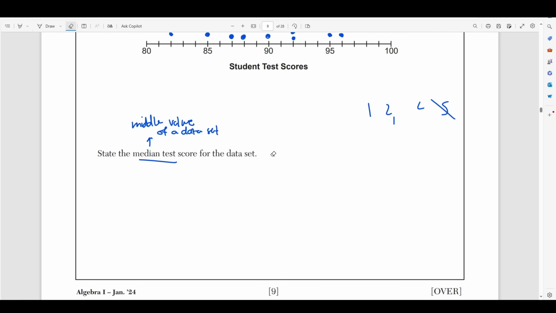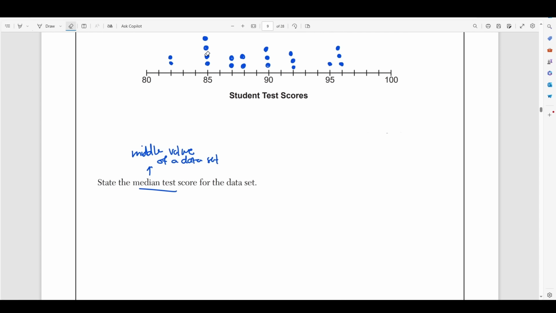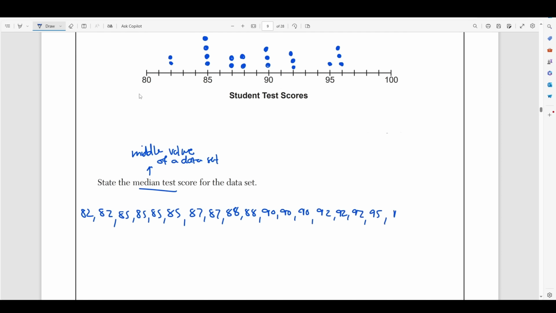So they're pretty much asking us to do that with this data set up top. So I'm going to go ahead and write out my data from least to greatest. I'm going to start by writing 82 2 times. So 82, 82, 85 4 times. So 85, 85, 85, 85, 87, 87, 88, 88, 90 3 times. So 90, 90, and 90. 92 3 times. So 92, 92, 92, 95. And 96 3 times.